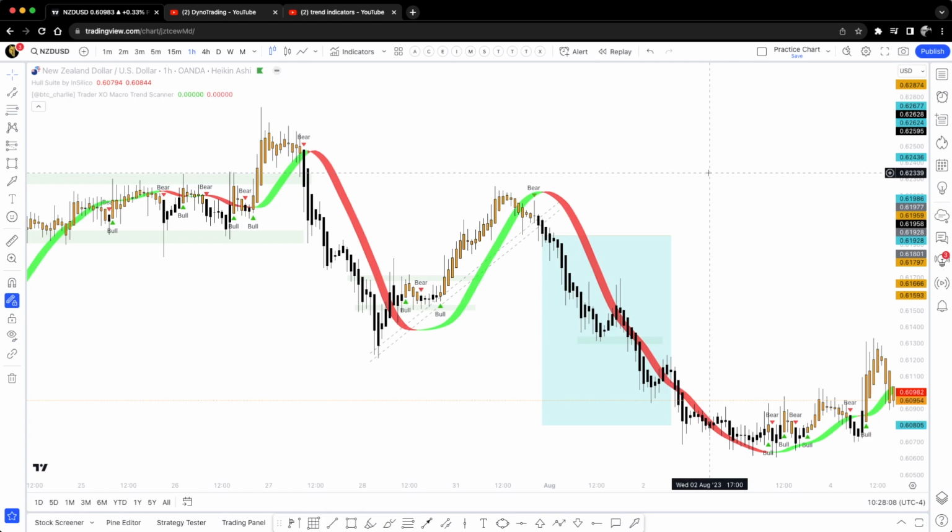But this is how simple you can actually do it yourself as well, guys. You can just literally go on YouTube, and I guarantee you almost all indicators that you're going to see out there, they are trend indicators.